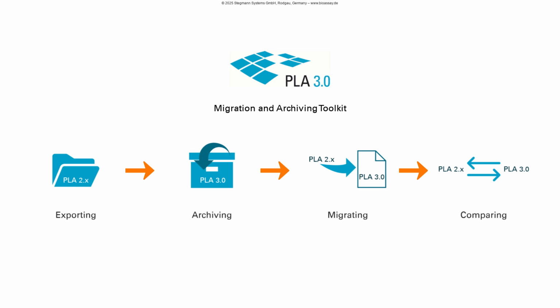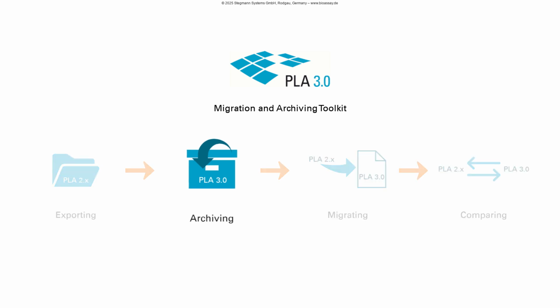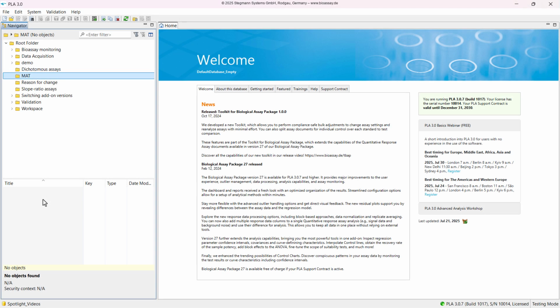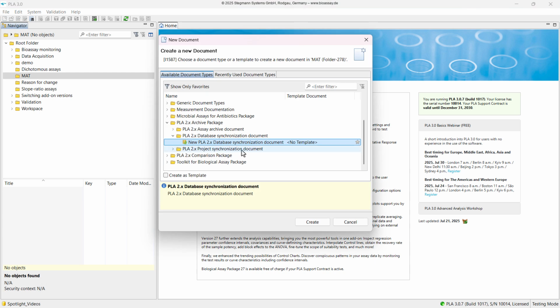In the following, I explain the archiving procedure, which supports the retirement of PLA2. It requires that I exported PLA2 data previously. I start with logging into my PLA3 database, and create a PLA2 database synchronization document.